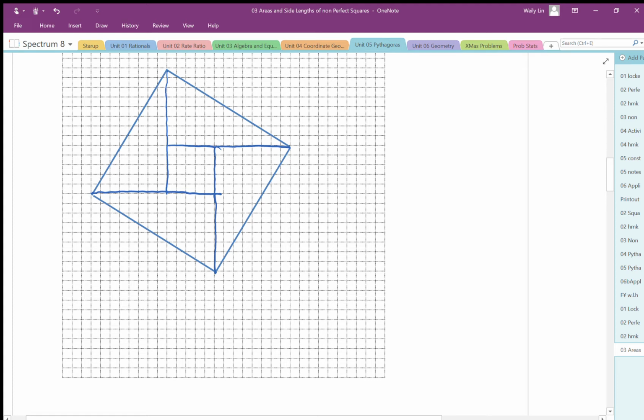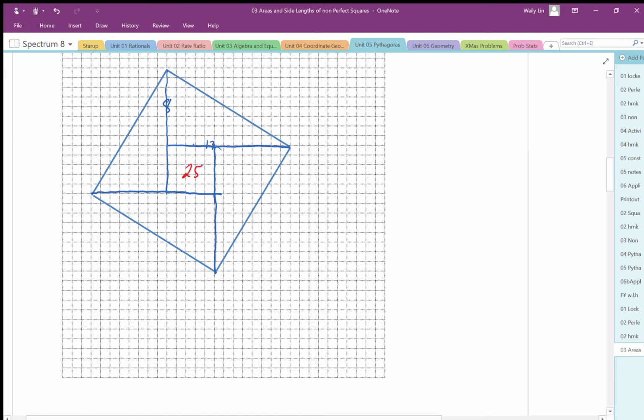Okay, so I've chopped it up into nice pieces. I can find the areas of those individual pieces. This right triangle here is 1, 2, 3, 4, 5, 6, 7, 8. It's 8 by 1, 2, 3, 4, 5, 6, 7, 8, 9, 10, 11, 12, 13. So it's 8 by 13. Okay. The square in the middle is a 5 by 5, so that's going to be 25.